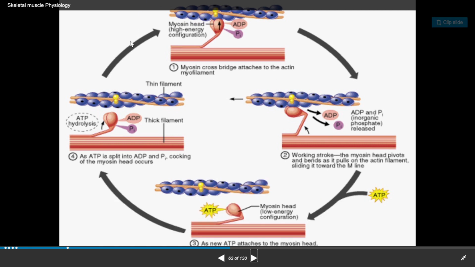So you can see in this image, the myosin cross bridge attaches to actin. Working stroke: the myosin head pivots and bends as it pulls on the actin filament, sliding it towards the center line. Both ADP and Pi are released. Once again, a new ATP will bind to the myosin head, bringing it back to the original position, and the ATP is going to split into ADP and Pi.